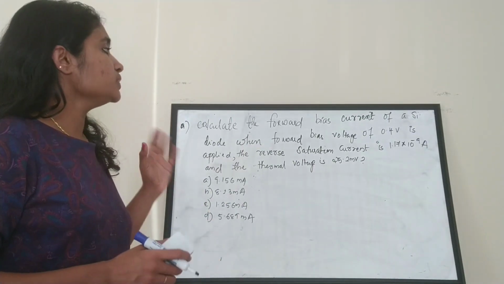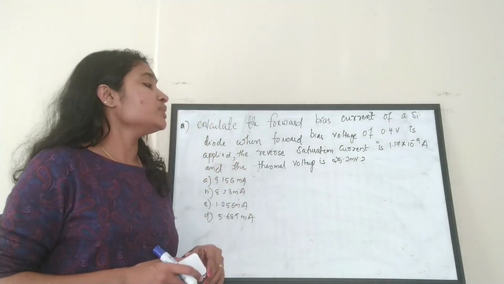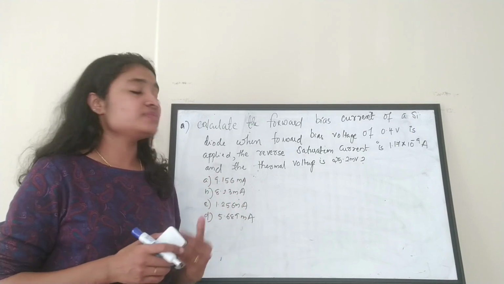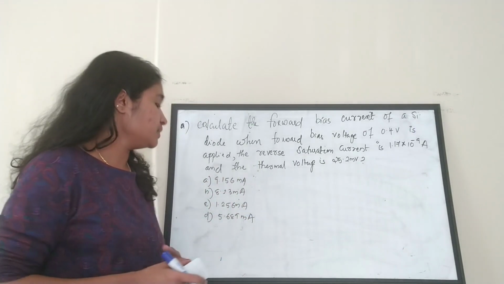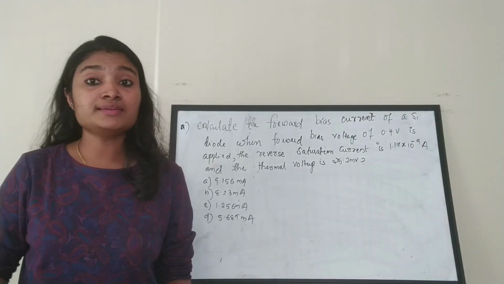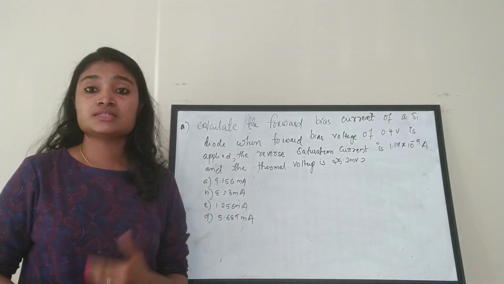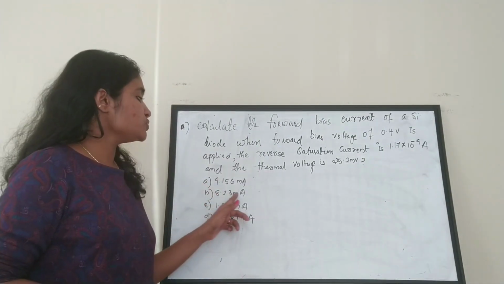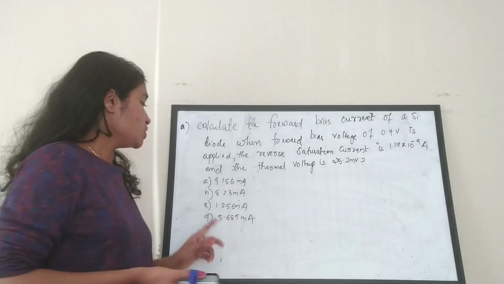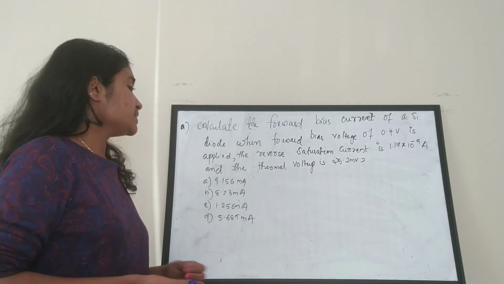The question is, calculate the forward bias current of a silicon diode when a forward bias voltage of 0.4 is applied. The reverse saturation current is 1.17 into 10 raised to minus 9 ampere and the thermal voltage is 25.2 millivolt. The correct answer you have to choose from the below options. Option A, 9.156 milliampere. Option B, 8.23 milliampere. Option C, 1.256 milliampere. Option D, 5.689 milliampere. So what is the correct answer here?